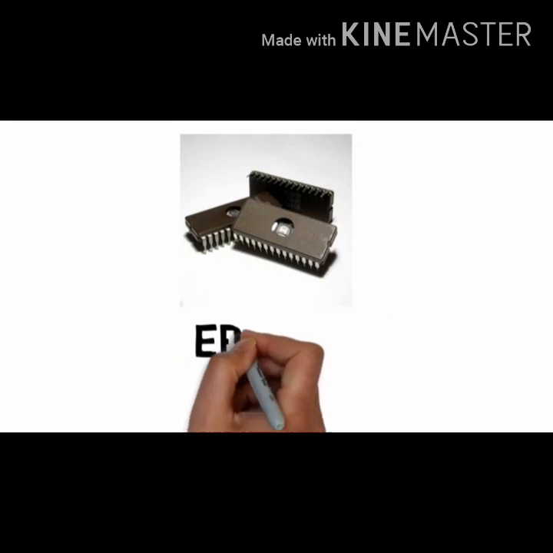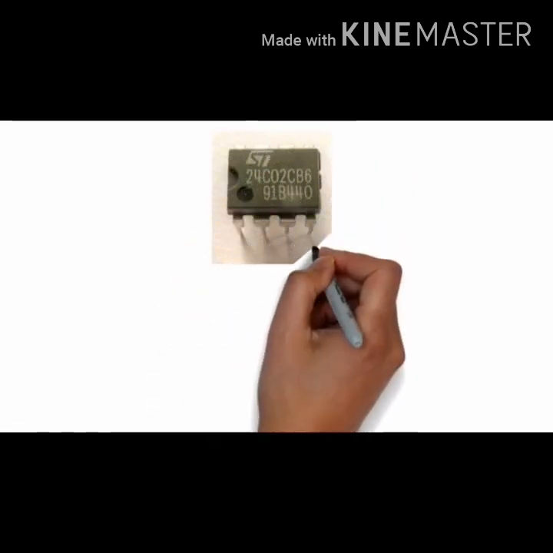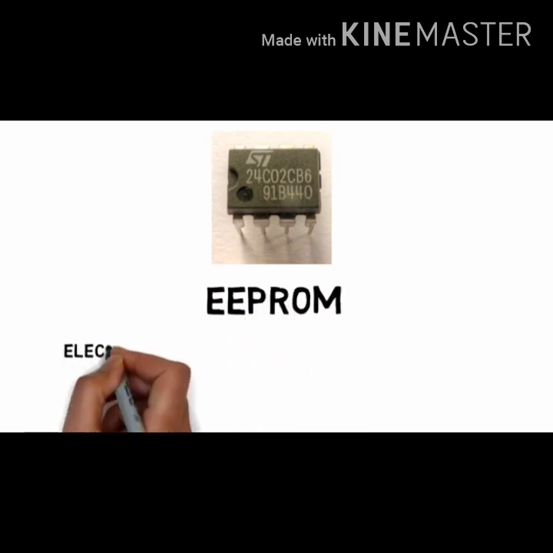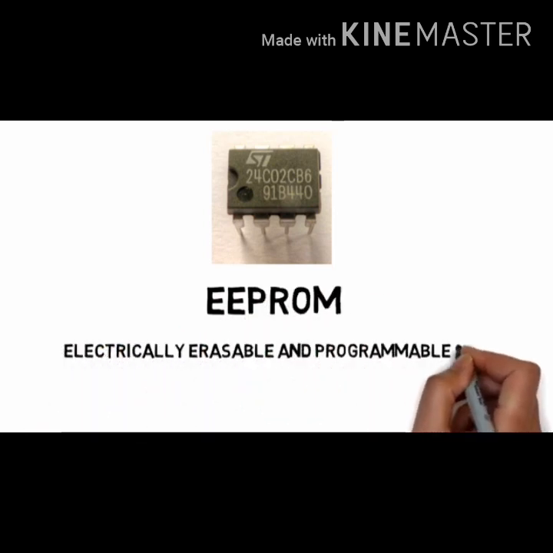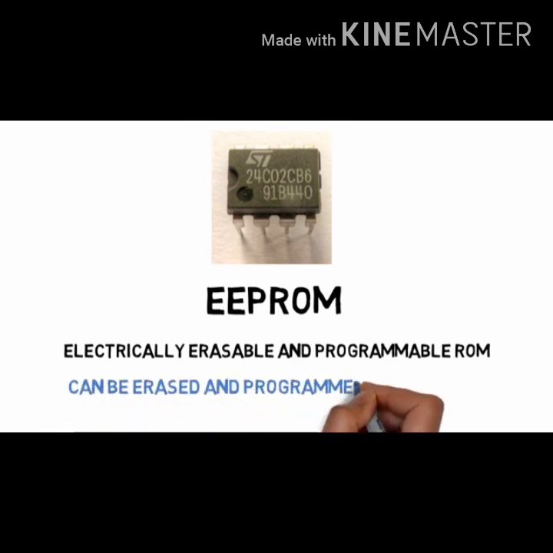Another type of ROM is EPROM, meaning erasable and programmable ROM. This type of ROM is erasable by exposure to UV light. Another type is EEPROM, meaning electrically erasable and programmable read-only memory. EEPROM is programmed and erased electrically. It can be erased and reprogrammed about 10,000 times. Both erasing and programming take about 4 to 10 milliseconds.